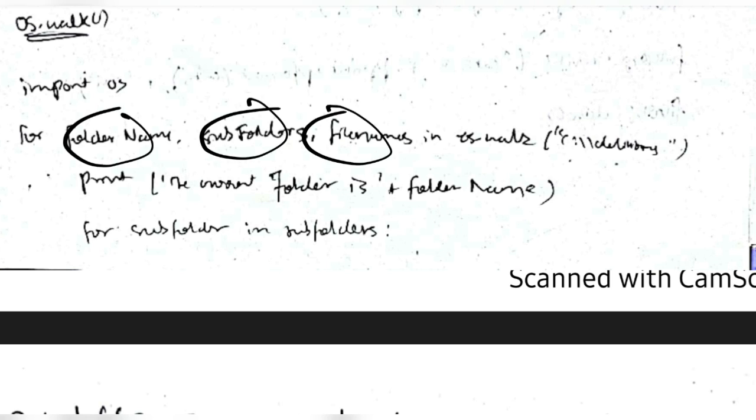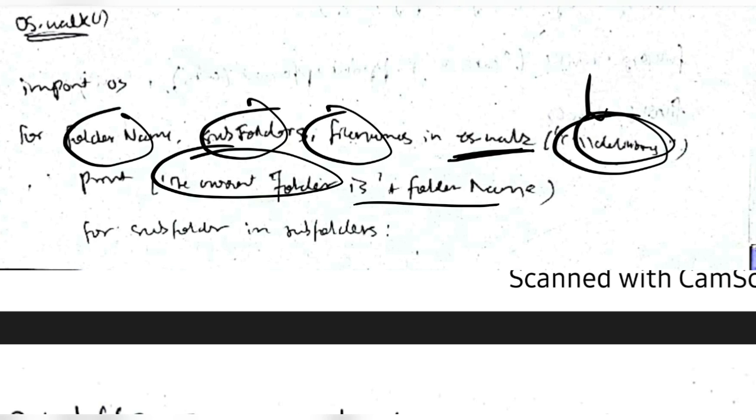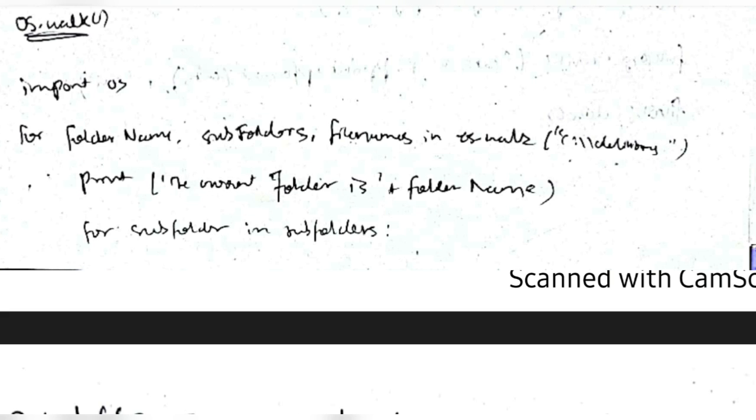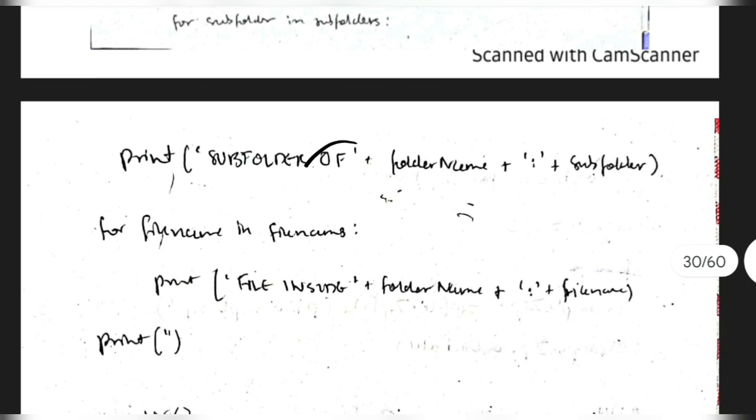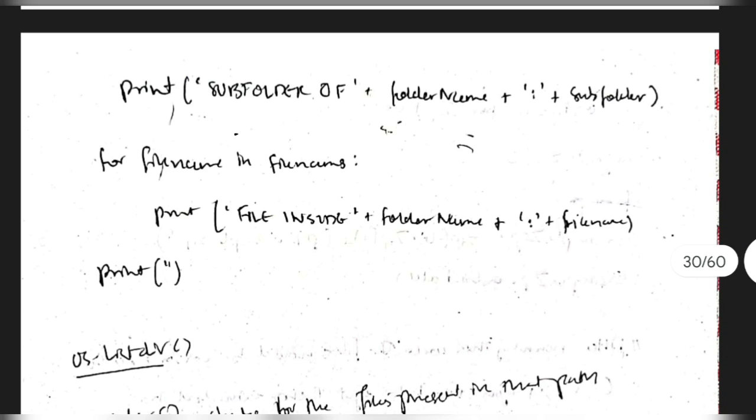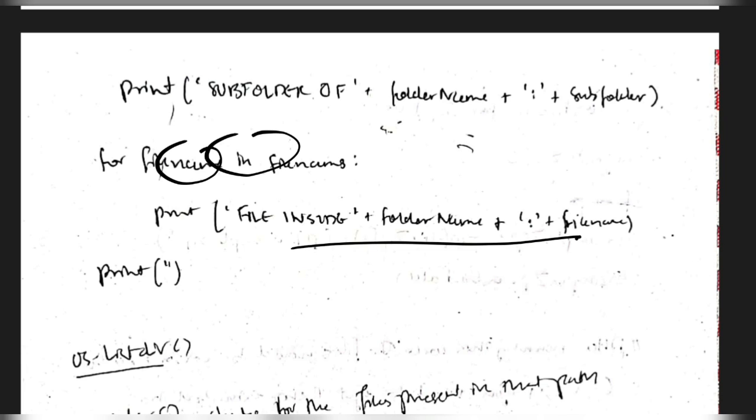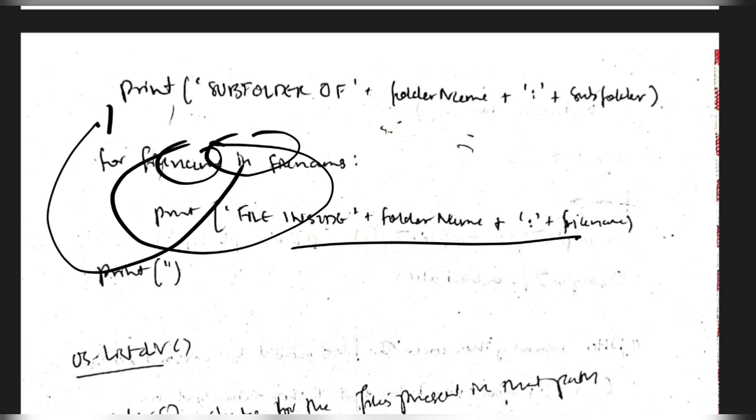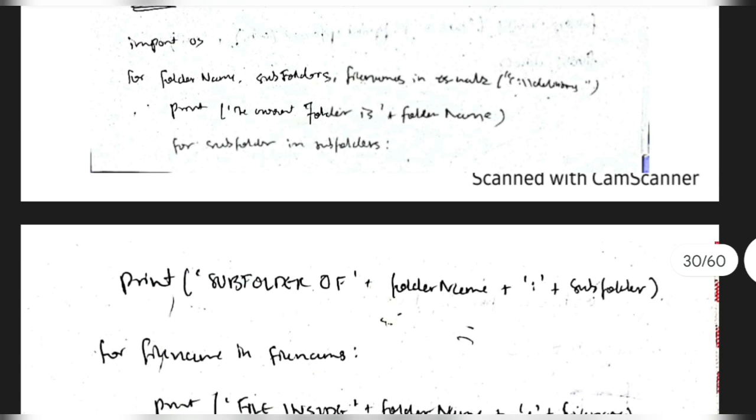We will use this same syntax in os.walk, which takes the path. That means the root path will be specified. Then you will print the folder name which I am in. Then you will access the subfolders and print the subfolder names. Inside that, you will access each file and print the file name. Then after the file names are over, you will move to the next subfolder and do the same thing. When all the subfolders in a particular folder are over, you will move to the next folder.